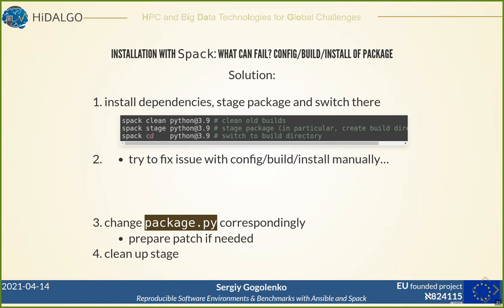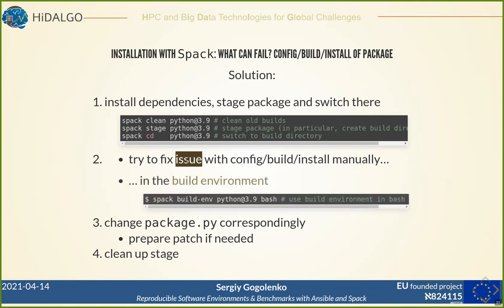If you simply switch to the directory, it's not sufficient. You should also do it in the proper build environment. So, for example, for the previous example with a LibOSRM installation, that library depended on Boost, and you have to know where that Boost was installed. Spack can tell you what build environment it uses with the Spack build-env command. And basically, to go to the concrete build environment, you can use Spack build-env and then run bash within this concrete environment.